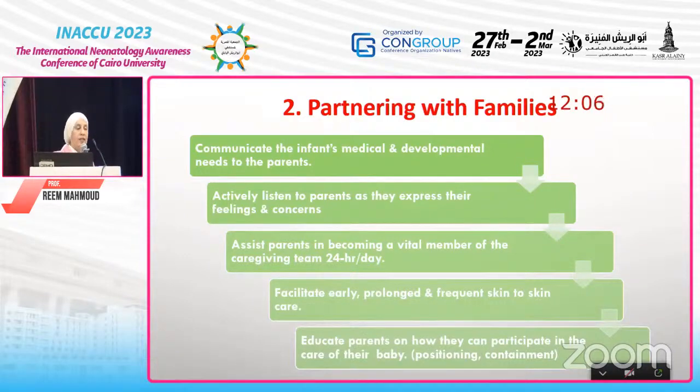The second core measure is partnering with families. We should communicate with the families about the medical and developmental needs of their babies, actively listen to them, educate them, and assist them to become a vital member in the care of their babies 24/7. And the most important issue is early, prolonged, and frequent skin-to-skin care.